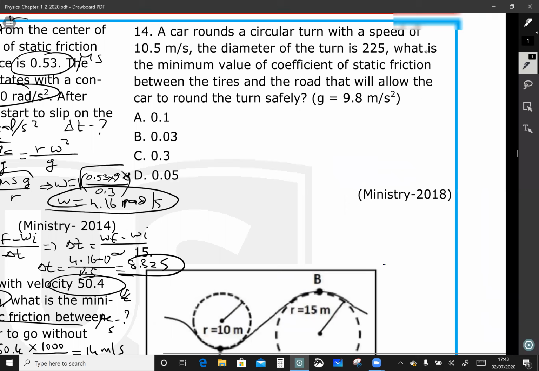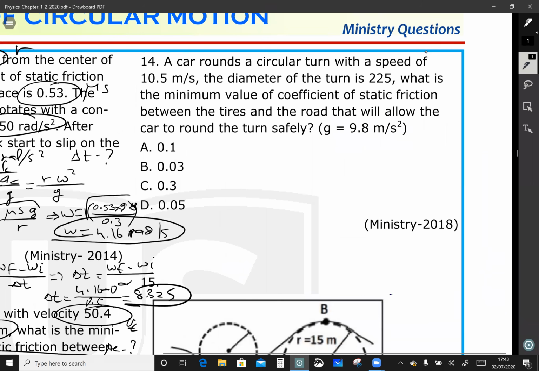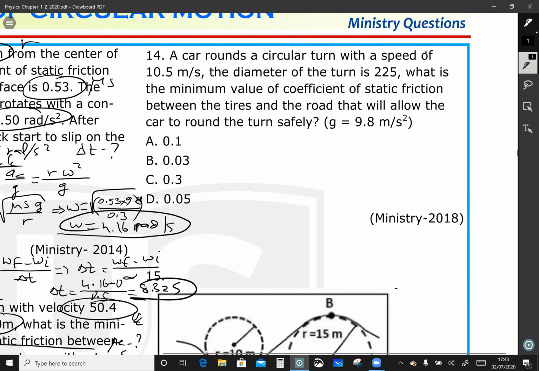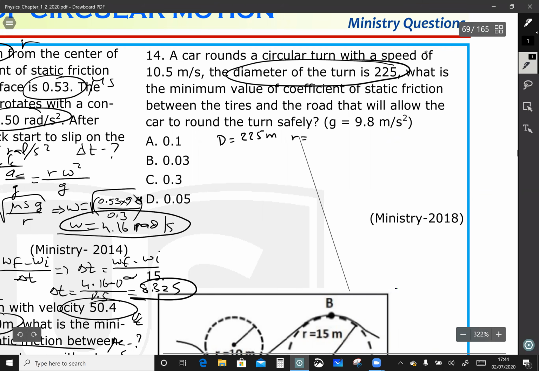And question number 14. A car rounds a circular turn with a speed of 10.5 meters per second. The diameter of the turn is given. Again, it's the same repeated question, but this time the diameter is given. If the diameter is 225 meters, the radius must be equal to the diameter divided by 2. 225 divided by 2 is 112.5 meters. And the rest is the same.